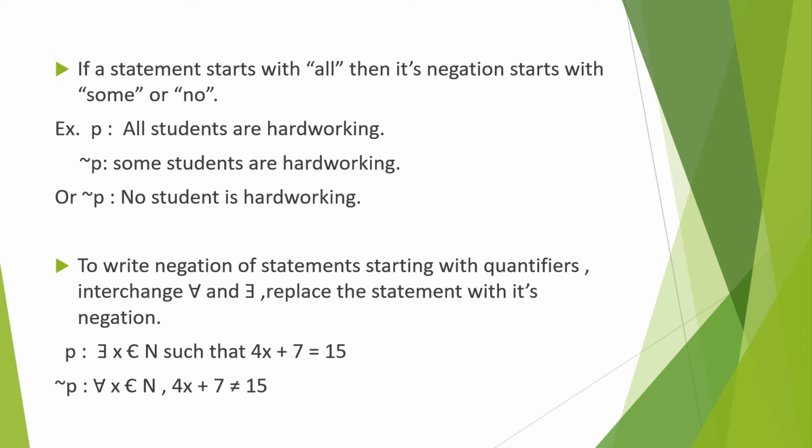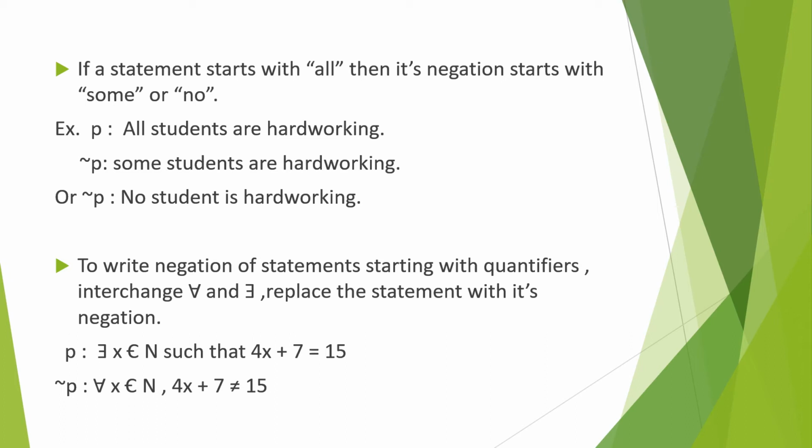Now let's see how to write negation of quantified statements. So quantified statements means what? The statement starts with a quantifier. We have two types of quantifiers. One is existential and the other is universal quantifier. So to write negation of quantified statement, interchange the quantifiers. That means you have to replace for every with there exists, and replace there exists with for every, and replace the statement with its negation.